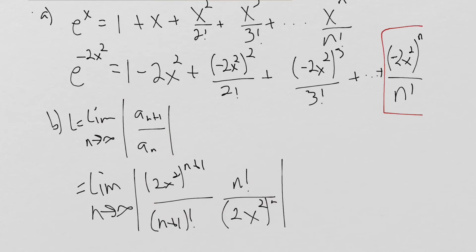From there, I got to figure out what cancels. So let's start with the factorials. A factorial, like 11 factorial, say n was 10. I would have 11 factorial. That would be 11 times 10 times 9 times 8 times 7. Well, if n was 10, then I would get a 10 factorial here. And that'd be 10 times 9 times 8 times 7, all the way down to 1.